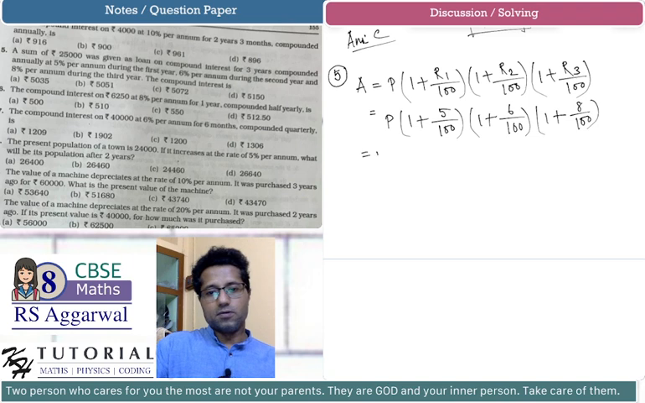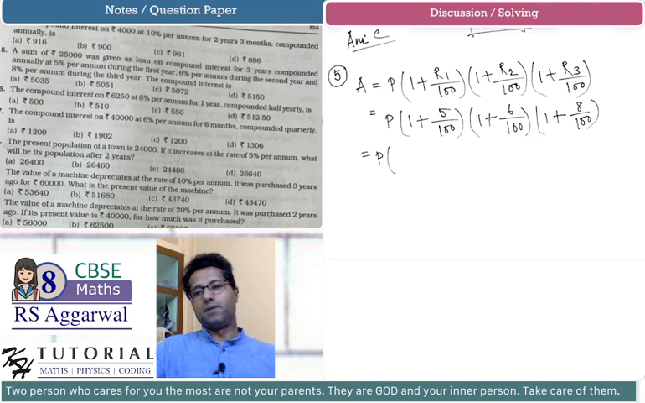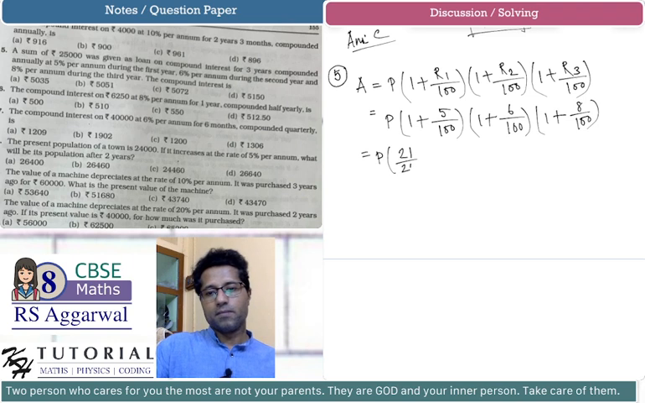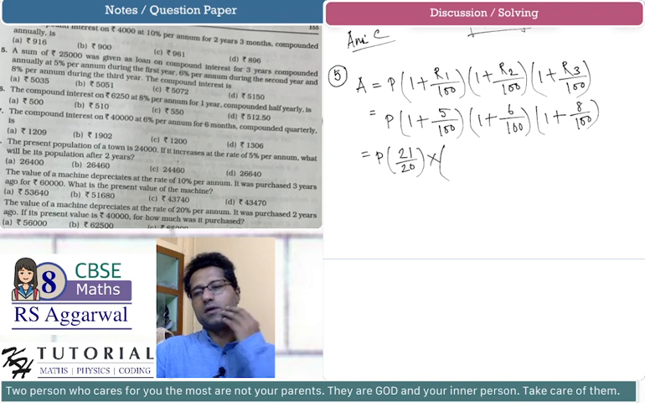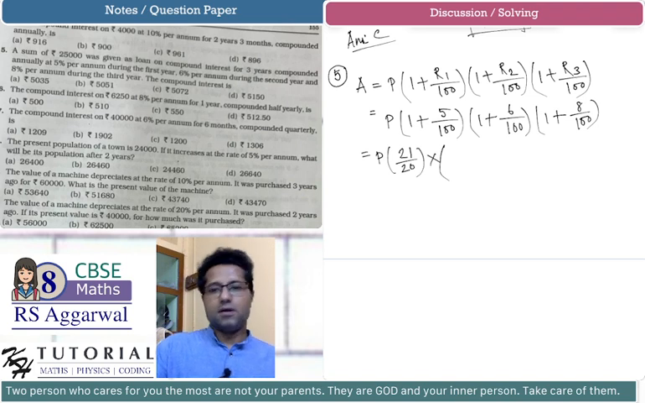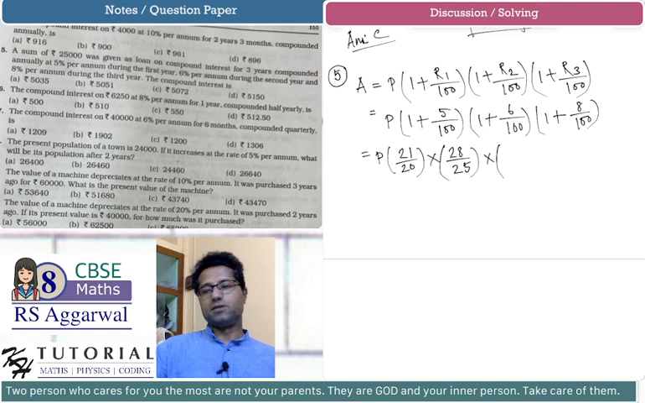So this is equal to P multiplied by 5 by 100 is 1 by 20. So 1 plus 1 by 20 is 21 by 20. 6 by 100 is 3 by 25. So 1 plus 3 by 25 is 28 by 25, and 8 by 100 is 2 by 25. So this is 27 by 25.